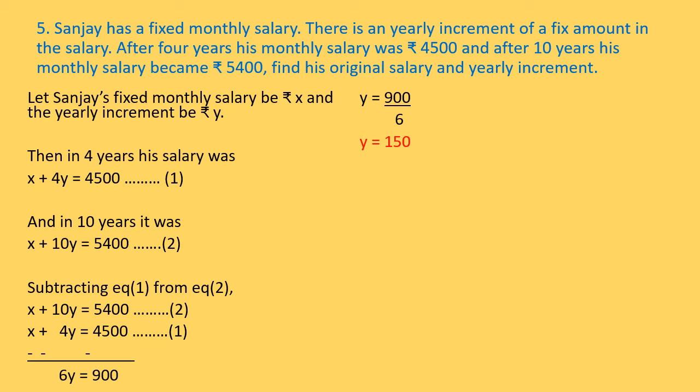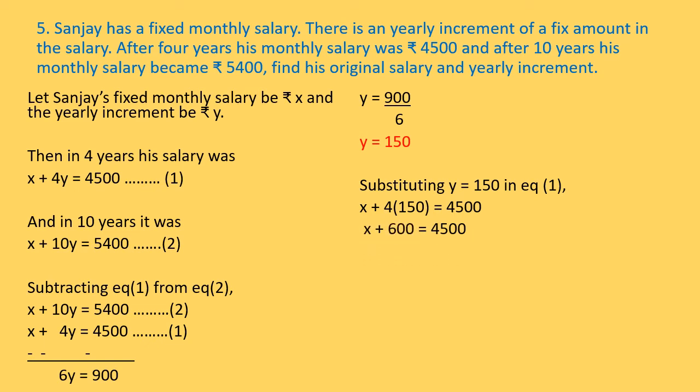Okay, so we have got y. We are going to substitute this value of y in any of the equations. It is easy to substitute in equation 1. So we write down the entire equation the same, but instead of 4 into y, we write down 4 into 150. Then we solve it. So x will remain the same, plus 150 into 4 will be 600, equals 4500. So 600 will go on the other side and become minus 600, and when you solve that, you get 3900.